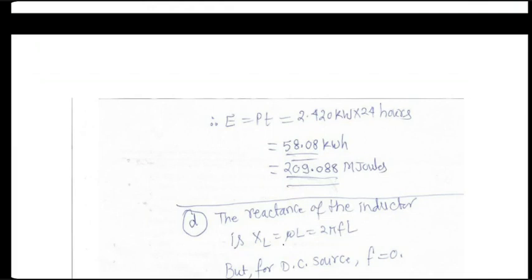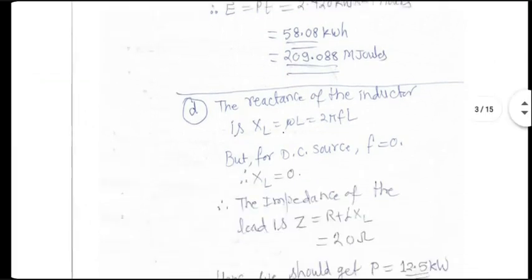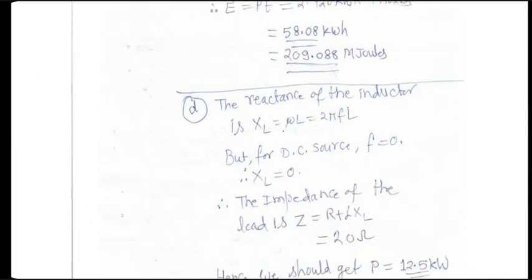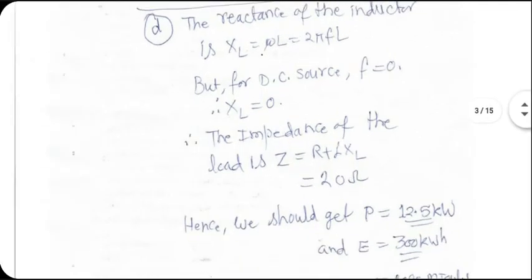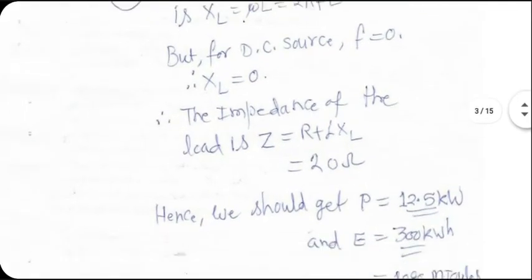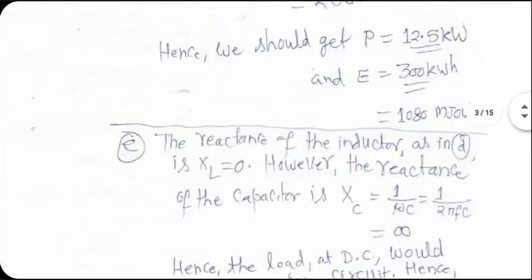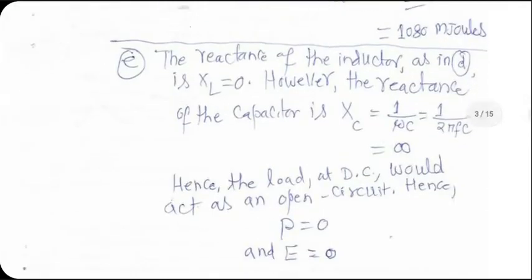Answers given. In part D, as I said, reactance will be 0, so nothing will change. Z would still be 20 ohm. So same answer as in part B. Last part will have a 0 answer, obviously, because the capacitor is open for DC operation. You don't need to calculate anything to come up with the answer.